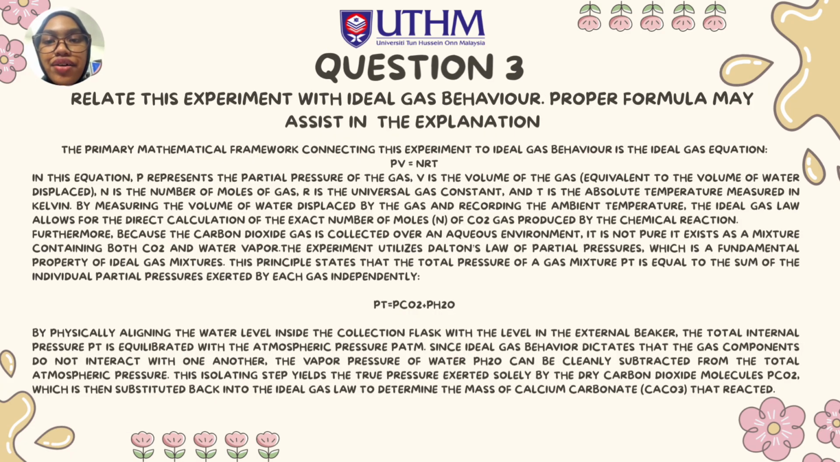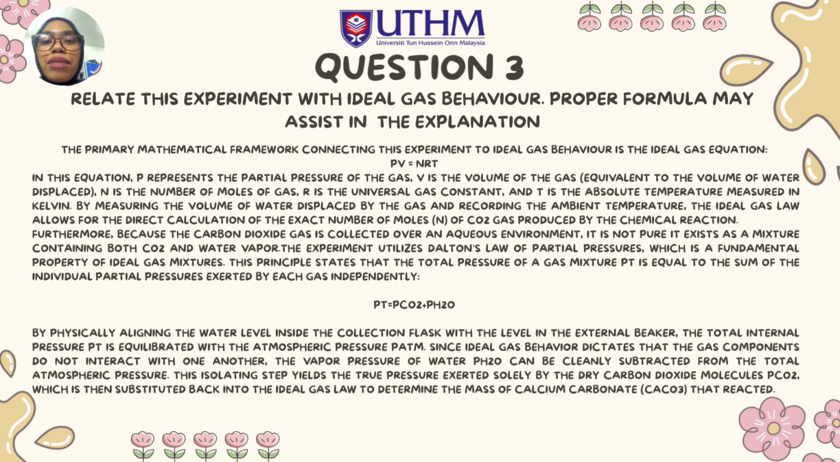For question 3, relate this experiment with ideal gas behavior. Proper formula may assist in the explanation. The primary mathematical framework connecting this experiment to ideal gas behavior is the ideal gas equation, PV equals nRT. In this equation, P represents the pressure of the gas, V volume, n is the number of moles, R is the universal gas constant, and T is the temperature. By measuring the volume of water displaced by the gas and recording an ambient temperature, the ideal gas law allows for the direct calculation of the exact number of moles of CO2 gas produced by the chemical reaction.